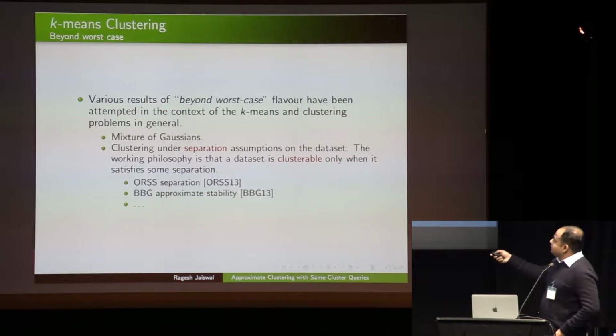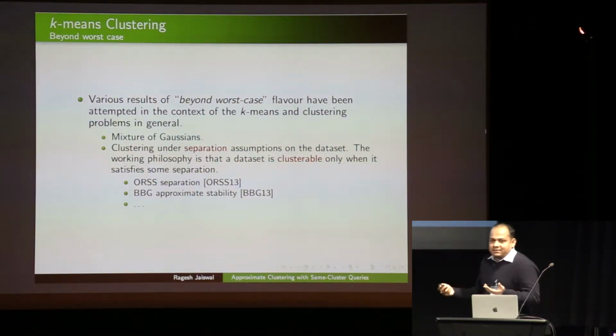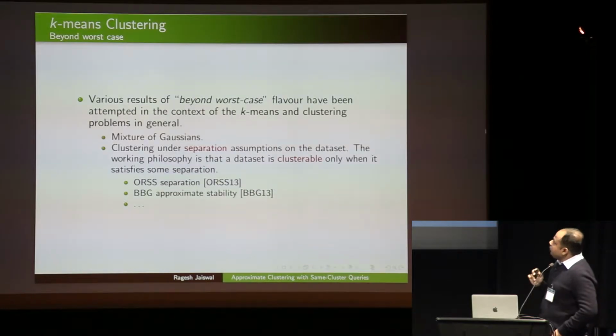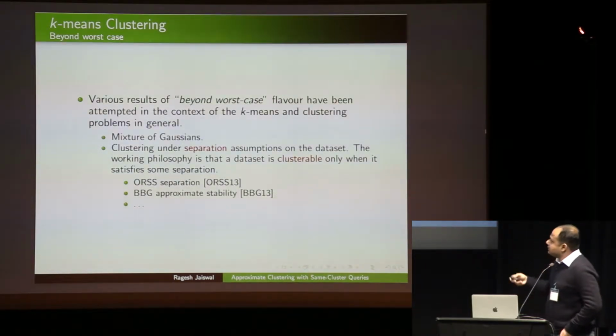The working philosophy as to why this is okay to think about is that we can argue that the data set is clusterable only when it satisfies some separation. Otherwise, it doesn't even make sense to cluster the data set. It only makes sense to cluster a data set if it is clusterable, and clusterable means that the clusters are separated in some sense. Now, there are various notions of separation that have been defined in the literature, and people who are aware of the literature know what these separation conditions mean: ORSS, BBG, and so on. This list is actually pretty elaborate.